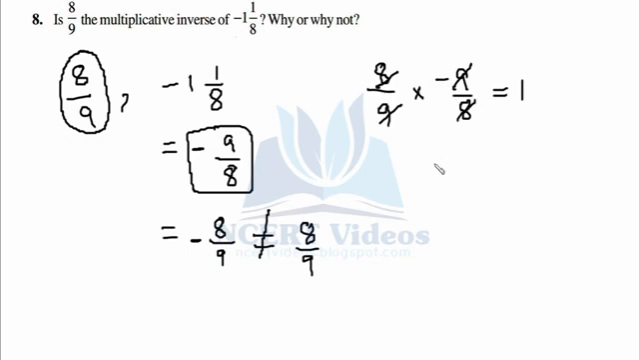Well, they're not the same because here we have minus 1. Obviously, this was 1 because we reduced it. That is equal to 1? Well, it is not equal to 1. Therefore, this number, that is 8 over 9, is not the multiplicative inverse of this mixed number, or in our case, minus 9 over 8. That is 8th.